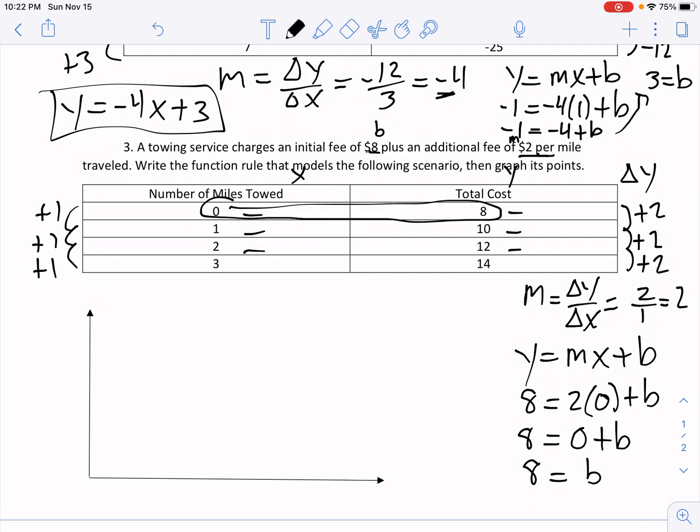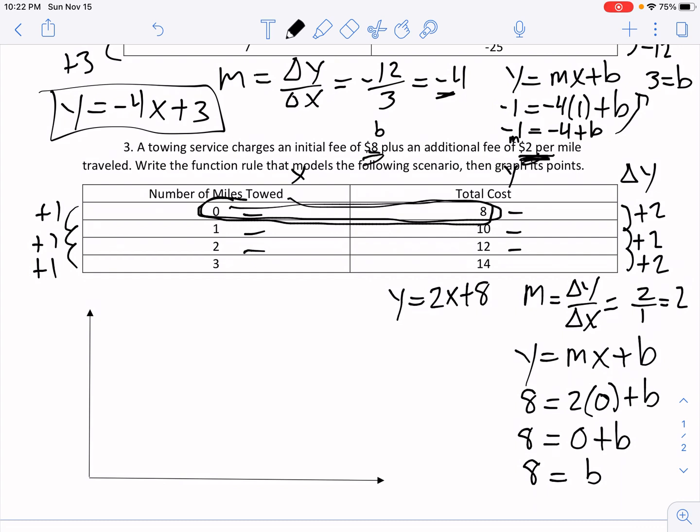Which is nice. Another connection here: notice this is the point (0, 8). Didn't we say that our y-intercept is always going to be in this form? So even if we look at it this way, we still get that this is our b. There are multiple ways we showed that 8 is b. So our equation here is y equals m, which is 2, x plus 8. So y = 2x + 8.